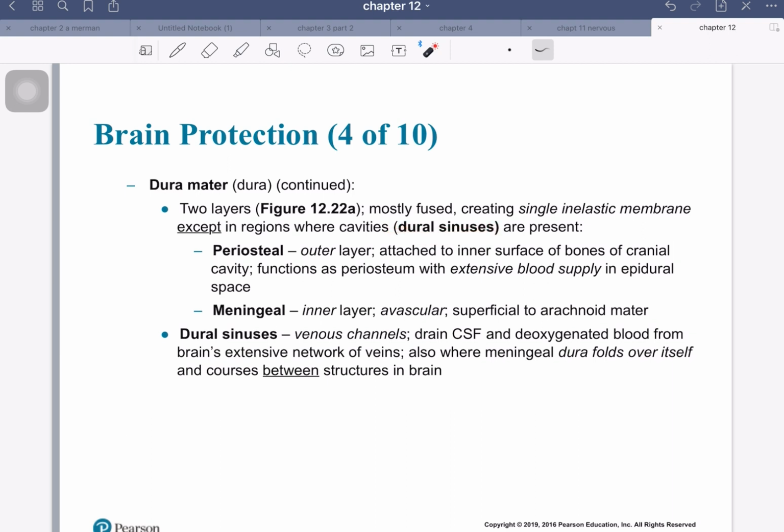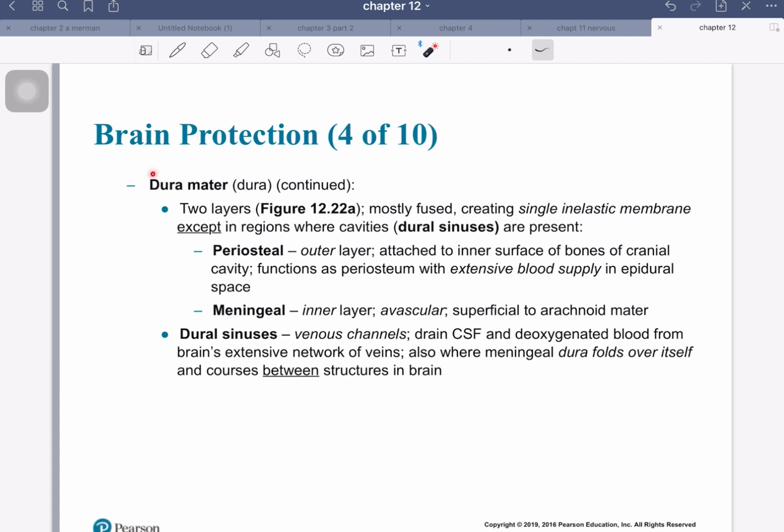So what are the names of the 2 layers of the dura? There's the periosteal, which is the outer layer, and it's attached to the inner layer of the bones of the cranium. It functions as a periosteum, and there's extensive blood supply in the epidural space. We also have the meningeal layer, which is the inner layer, and it's avascular, and it's the layer superficial to the arachnoid mater.